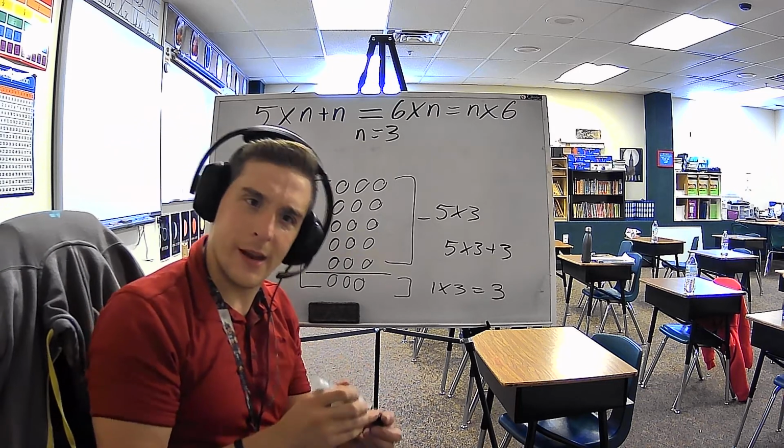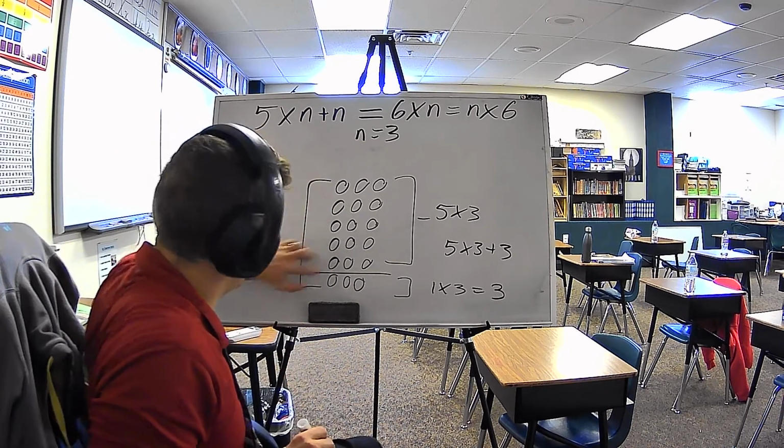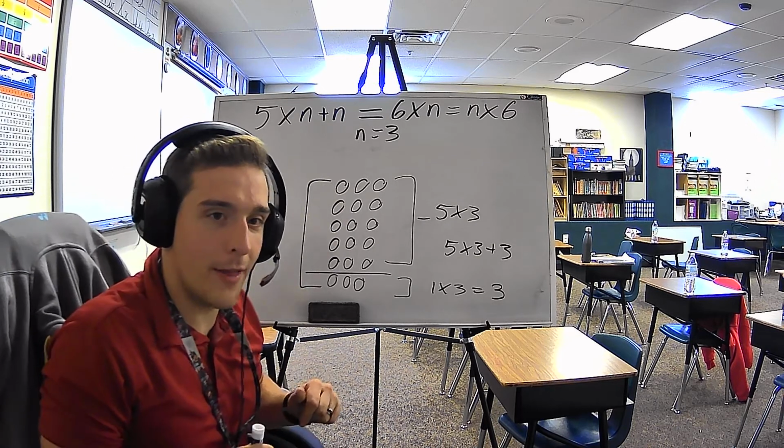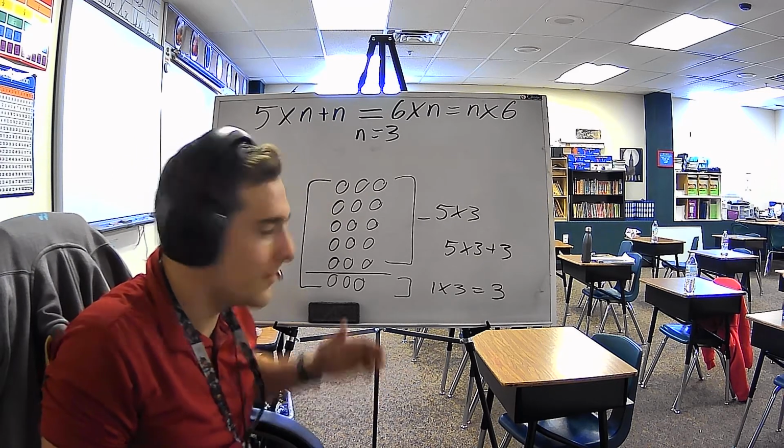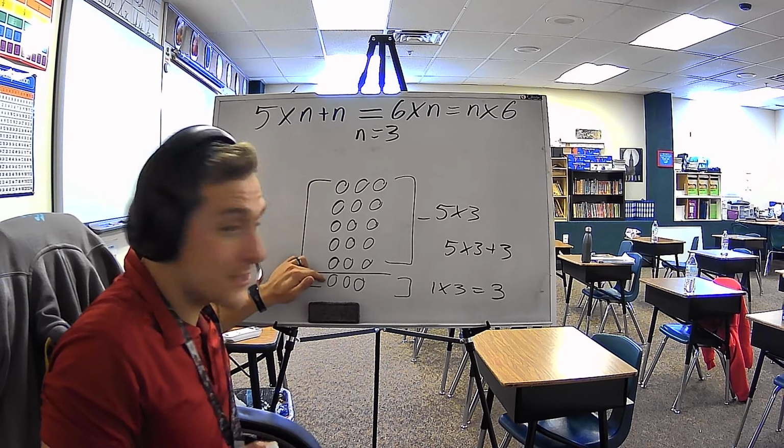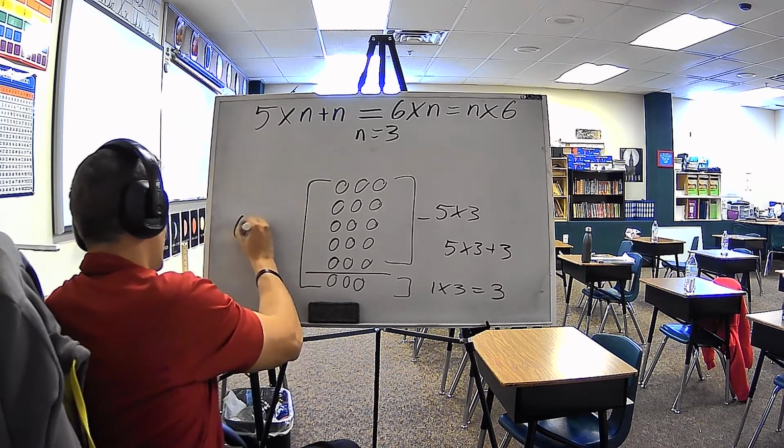And wait, let's look at that too. If I were to erase that line and just do it straight up all together, how many groups do I have? 1, 2, 3, 4, 5, 6 groups of 3.